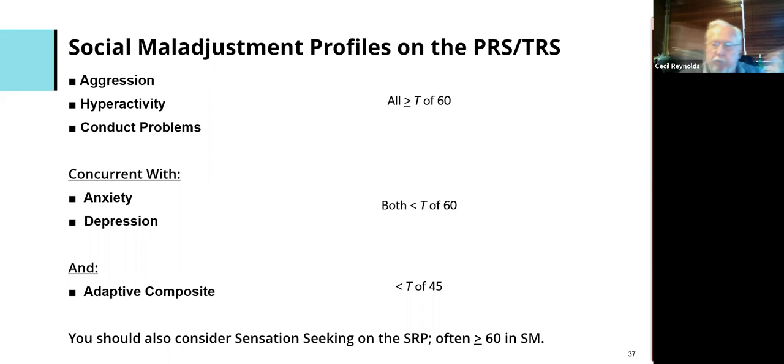So the experts that we have consulted, and Randy and I's own expertise in doing this and having done it now longer than we want to admit, basically Randy and I have been doing this since the mid to late 1970s, this is the algorithm that we settle on. So when we see aggression, hyperactivity, and conduct problems with T-scores all above 60, concurrent with low anxiety and low depression, that is below 60, and an adaptive composite that's below 45, then we designate that as an indicator of possible social maladjustment.